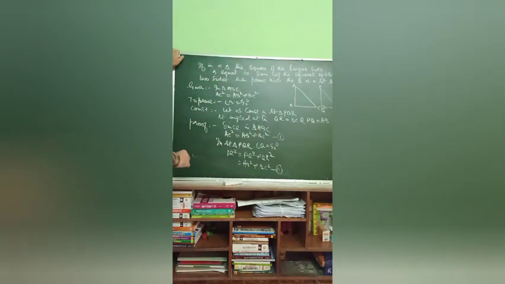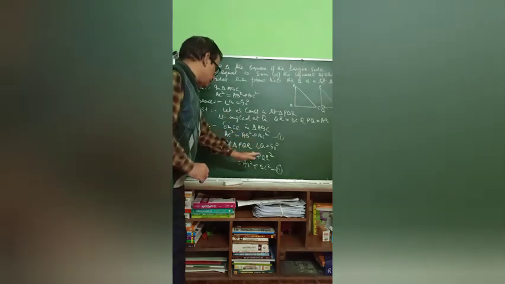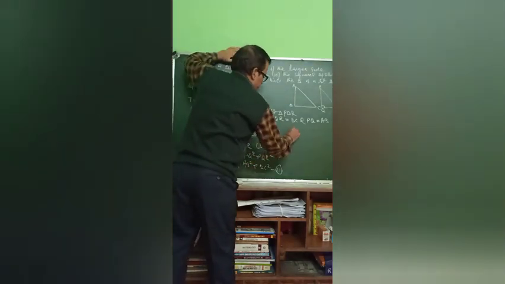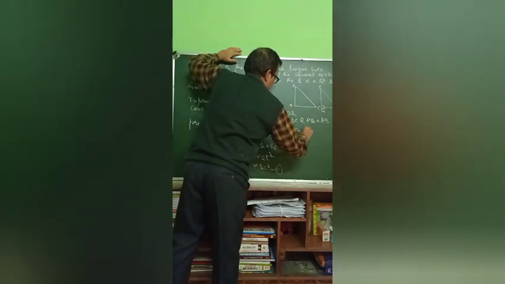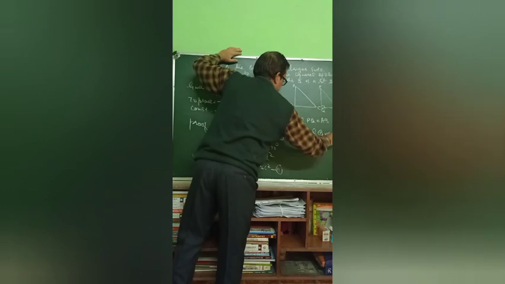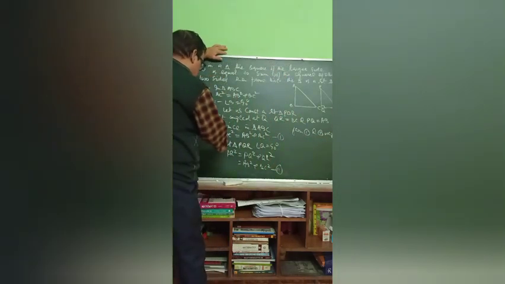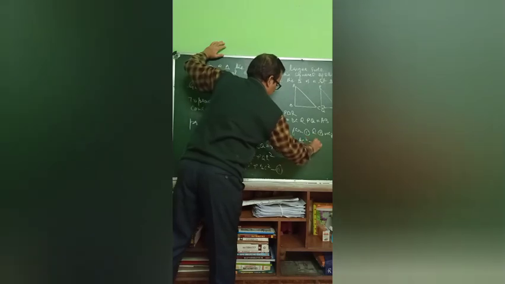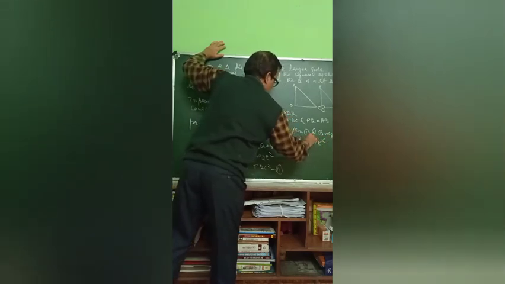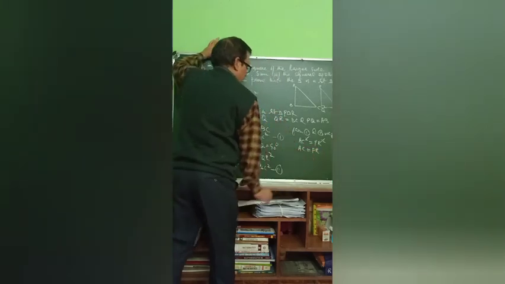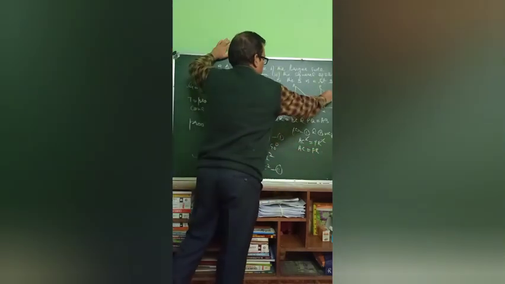From the first and second, the right hand side of this and the right hand side of this are both equal. So from 1 and 2, we get AC square is equal to PR square. Square and square get cancelled. AC is equal to PR. That means this side is equal.